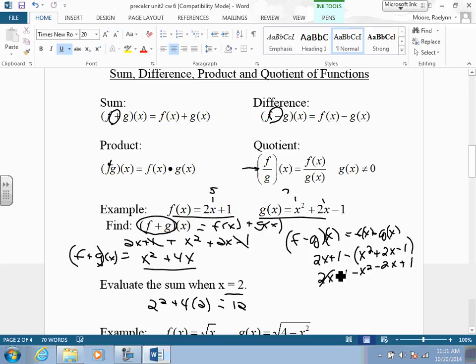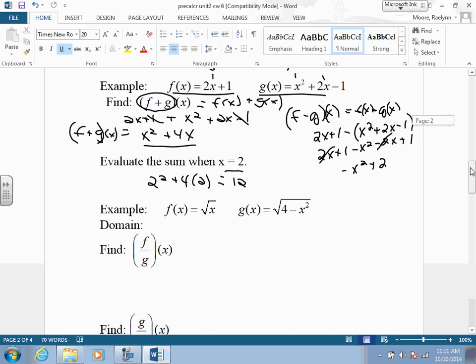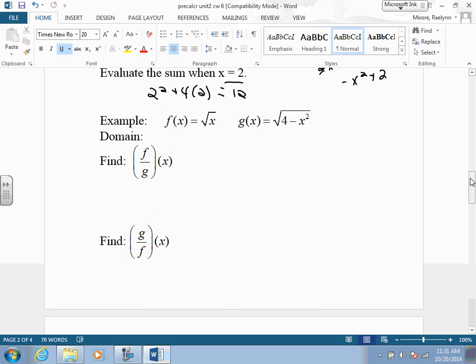So now, out comes your two x's. And you get negative x squared plus 2. Okay? So subtract, just be careful that you remember your parentheses. Good? Alright. The multiply, you might have to distribute, do a little bit of multiplying. The tricky one too is the divide. The divide usually ends up giving you a domain restriction sometimes.